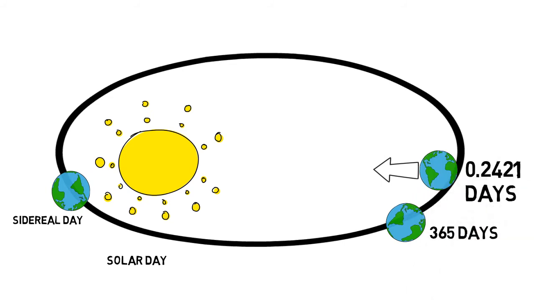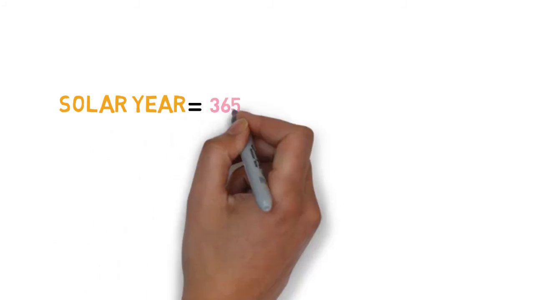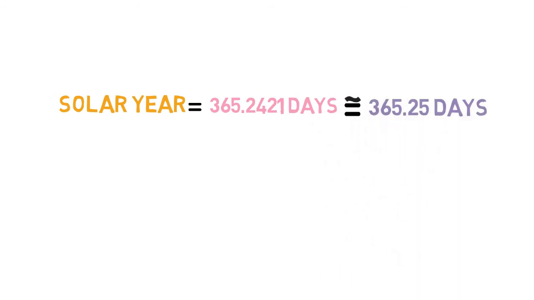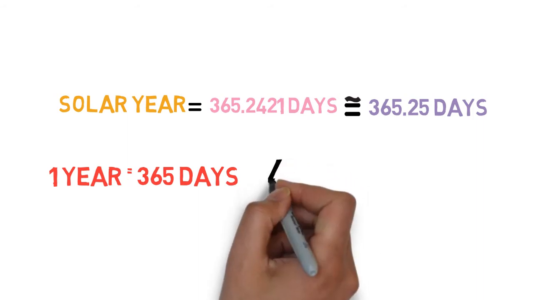This takes a time of about 0.2421 days. That's why a year, or a solar year, has 365.2421 days, which is approximately 365.25 days. But we neglect that 0.25 fraction for now and define a year as a period of exactly 365 days.